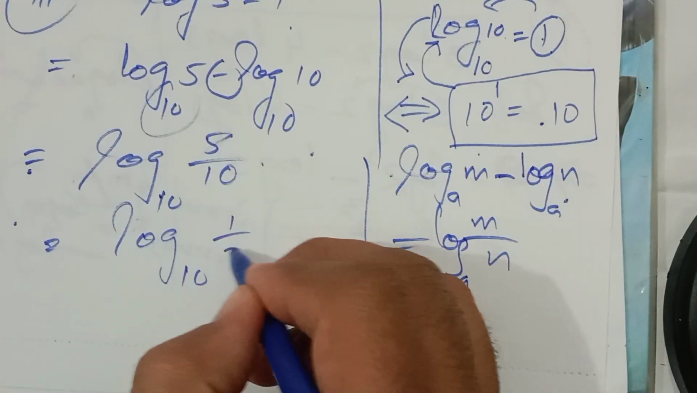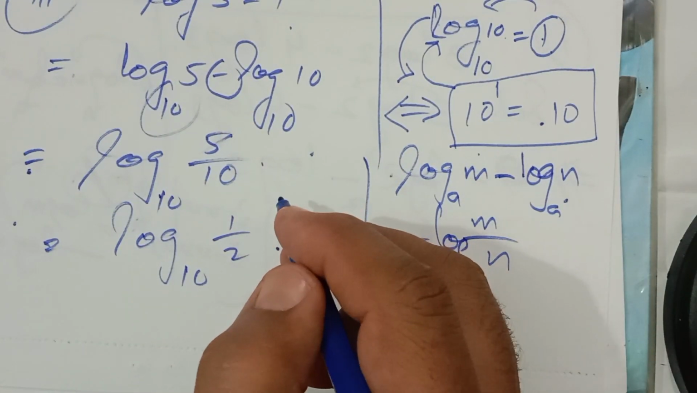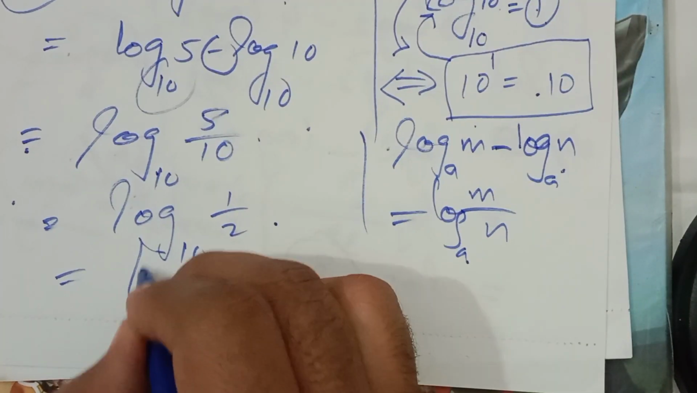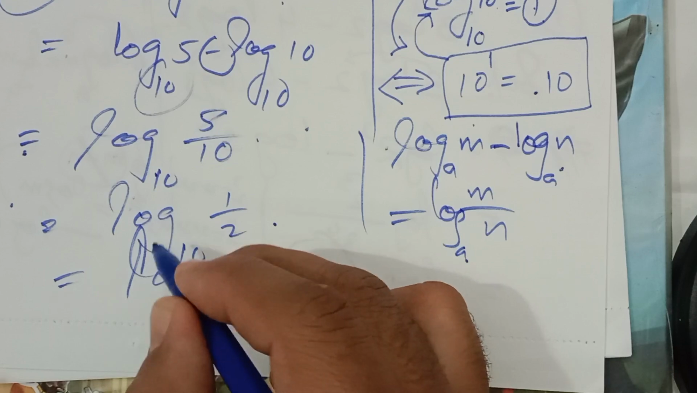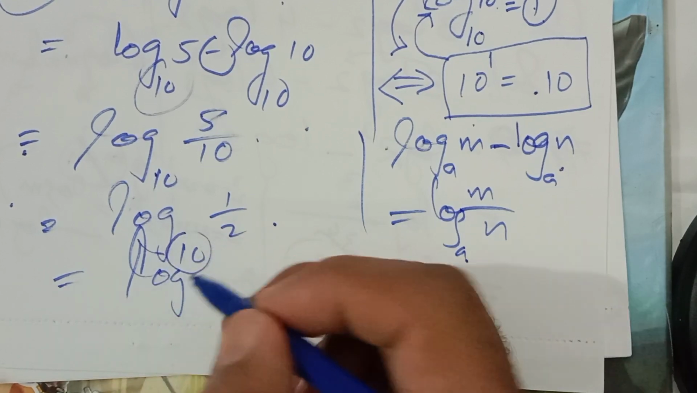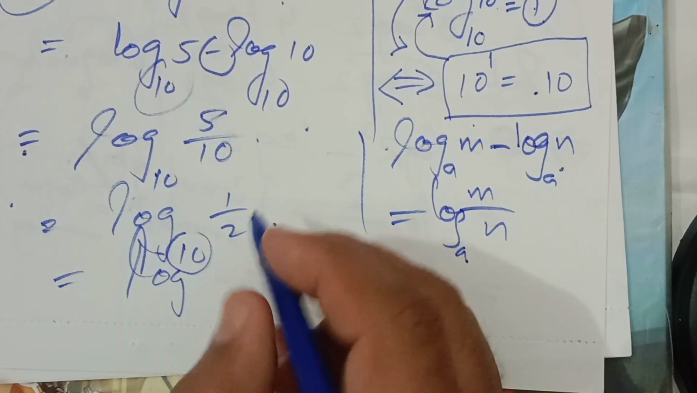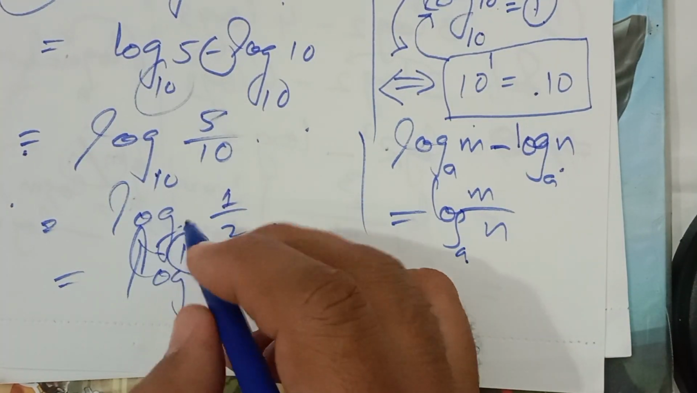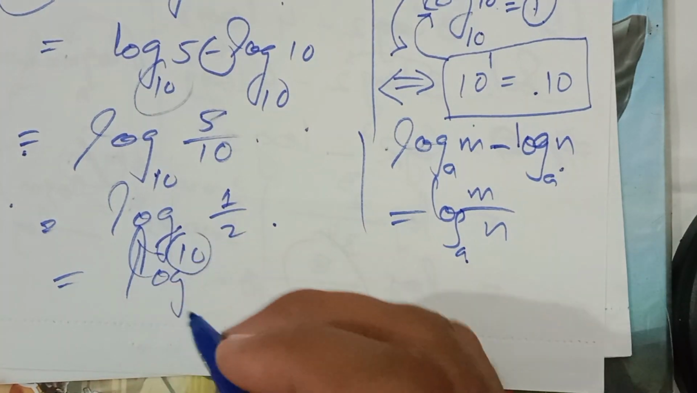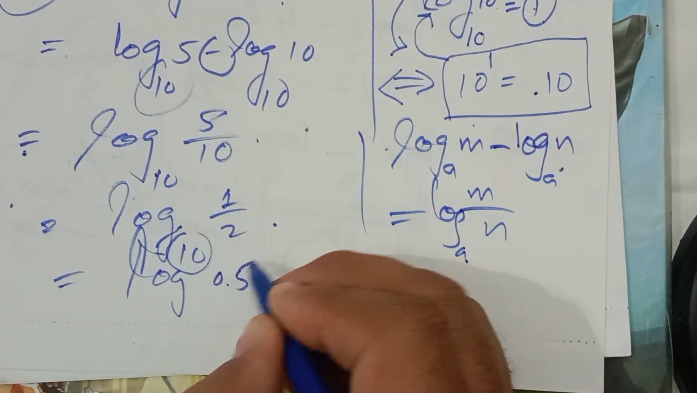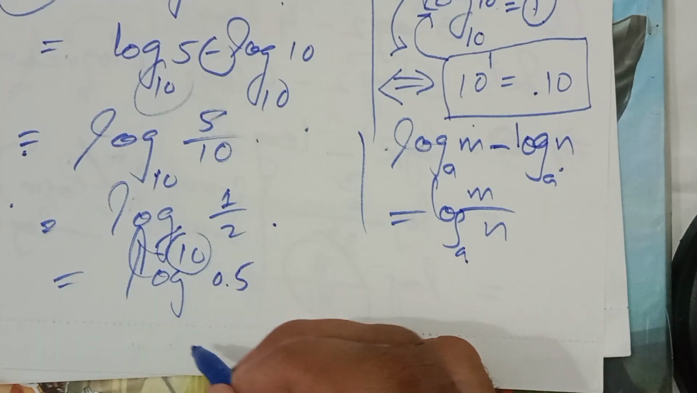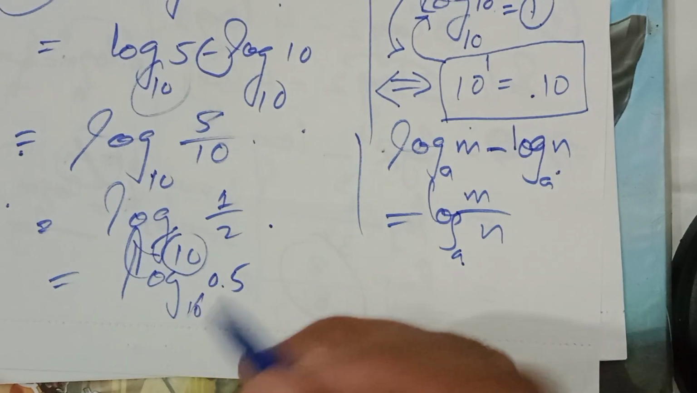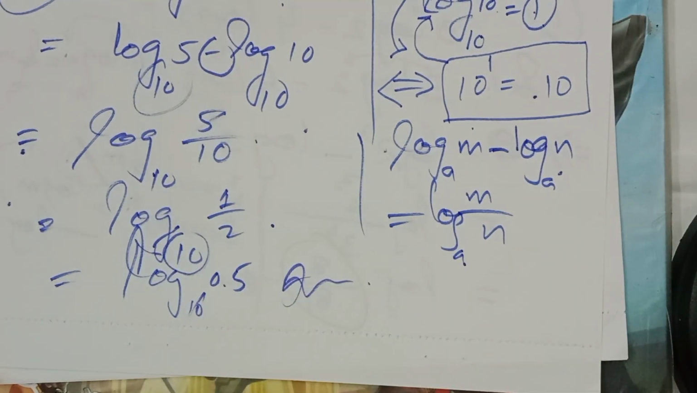5 over 10 is 1 over 2. This is our answer. Or you can write log with base 10. If you don't want to write it, it means it is not a restriction to write the base 10 here. So 1 over 2 we can write as 0.5, with or without the 10. So this is our answer.